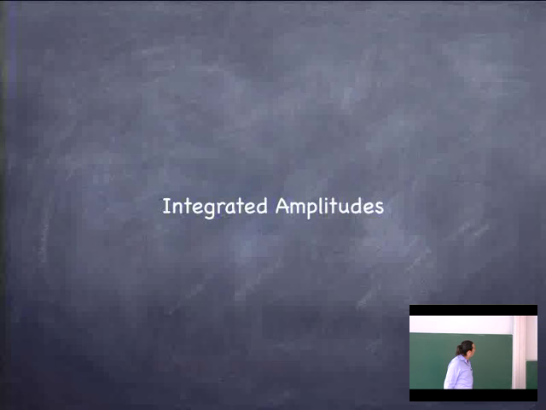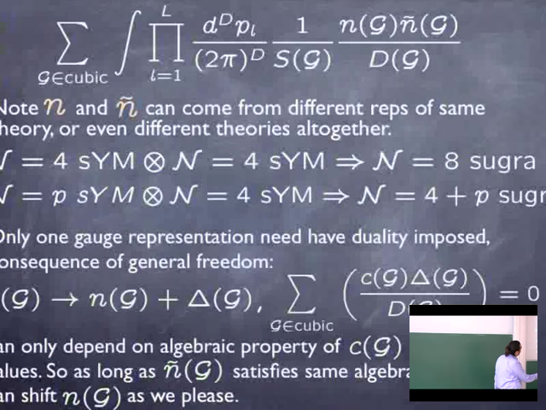Okay, there's another cool bit that happens here. Remember, you can build various supergravity theories by taking different double copies of gauge theories. Different gauge theories build different amounts of supersymmetry in your supergravity theory. And only one gauge representation needs to have duality imposed. Well, I just showed you a whole bunch of N=4 super Yang-Mills amplitudes that have the manifest duality imposed. And it turns out there are a whole bunch of N=0 and higher guys that don't have the duality imposed, but we know their expressions.